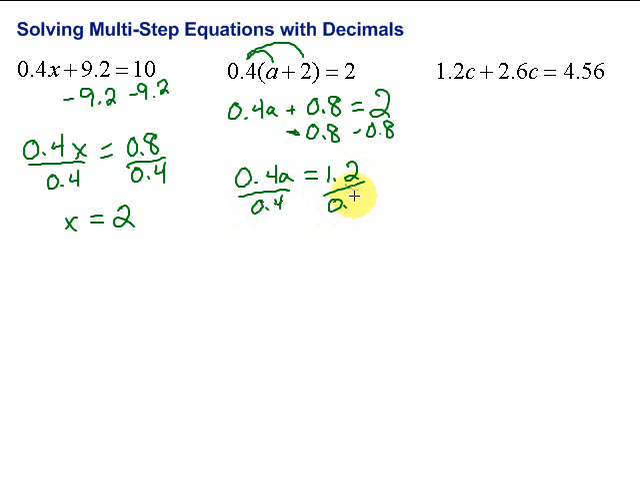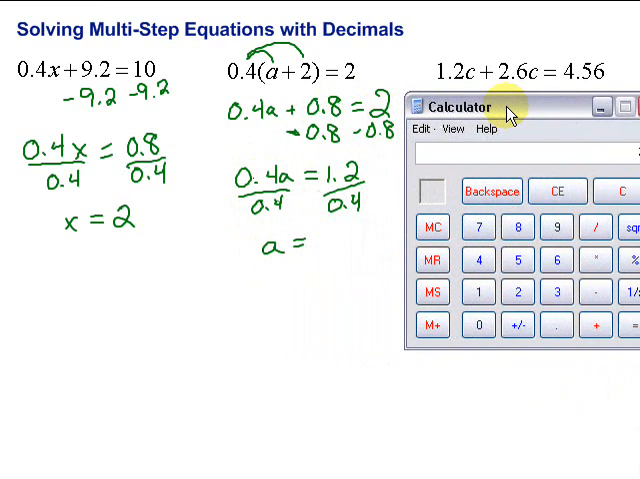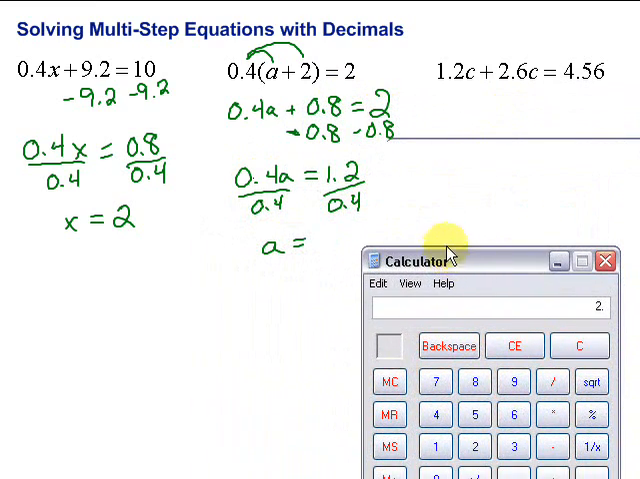Then our final step, get that a by itself, will be to divide by 0.4. Divide by 0.4 on both sides. This cancels out. We bring down what we have left. A equals 1.2 divided by 0.4. Let's go back to our calculator here. We have 1.2 divided by 0.4 gives us 3.